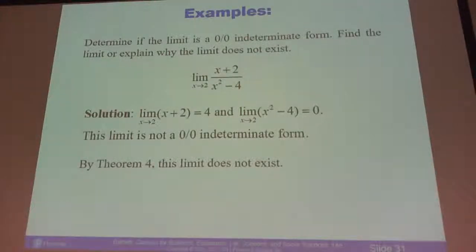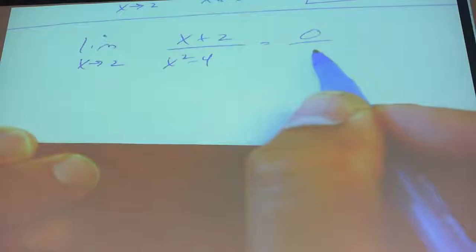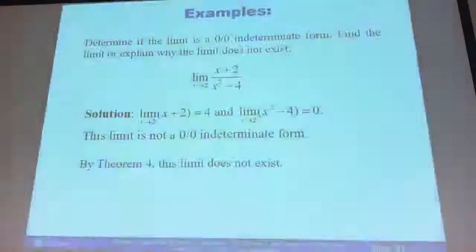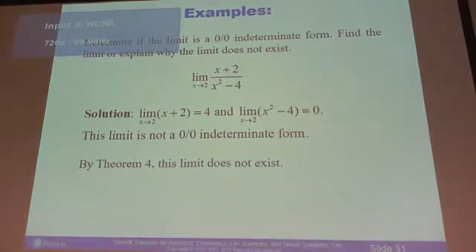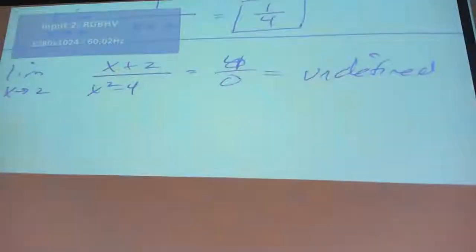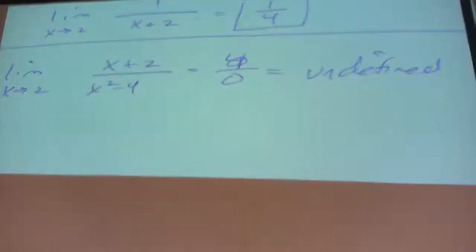Okay, so for this one, if you plug in 2, we get 4 over 0. So it is not a 0 over 0. And what's 4 over 0? Undefined. So this one, you don't have to factor further. We didn't get 0 over 0. We got 4 over 0, which makes it undefined. We okay?